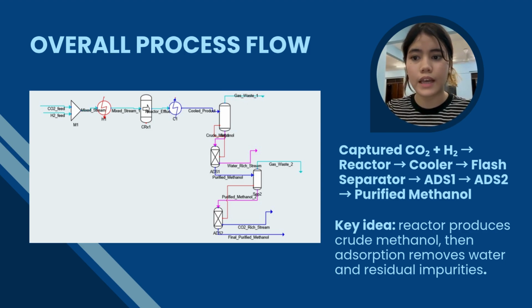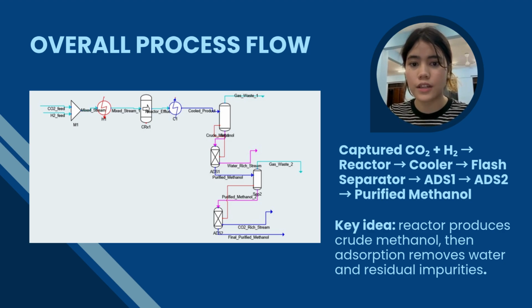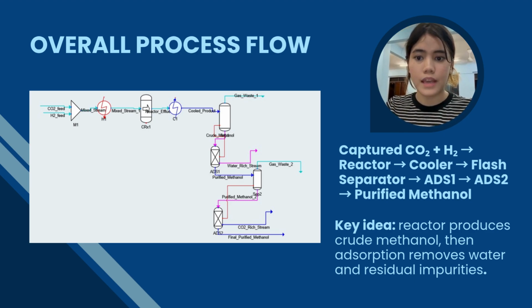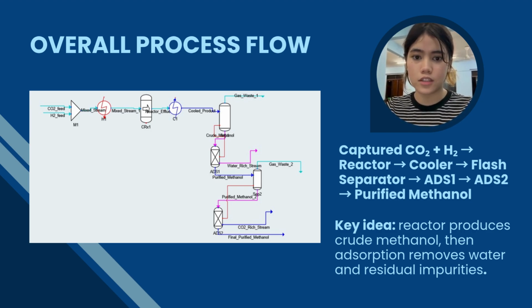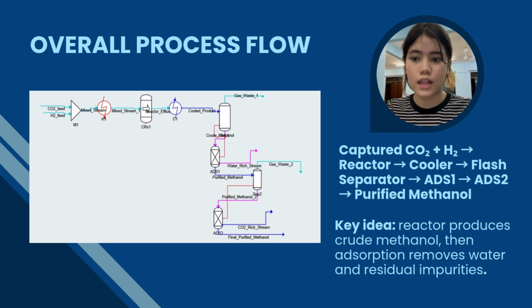So this diagram shows the overall process concept. Carbon dioxide and hydrogen are first fed into the reactor, where methanol and water are produced. The reactor outlet is then cooled and sent to a flash separator. This removes most of the remaining light gases from the liquid methanol stream. The crude liquid methanol then enters our absorption system. ADS-1 mainly removes water, while ADS-2 acts as a polishing stage for remaining carbon dioxide.